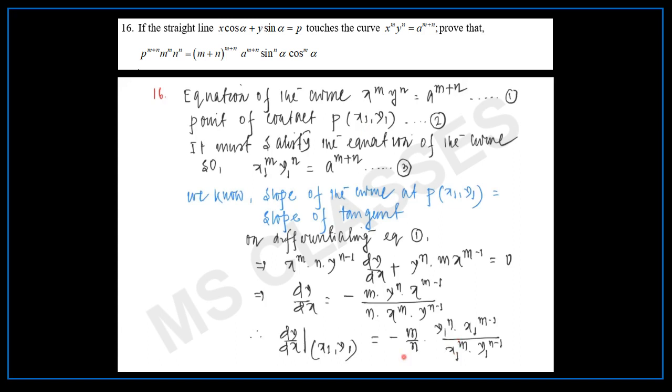Now once we have got the slope, we can find the equation of the tangent. Now we can further simplify this one because you can see here it is x1 to the power of m by x, so here we'll get a x. And similarly this one also we can simplify. So what we get ultimately is minus m by n into y by x. That is the slope of the curve.